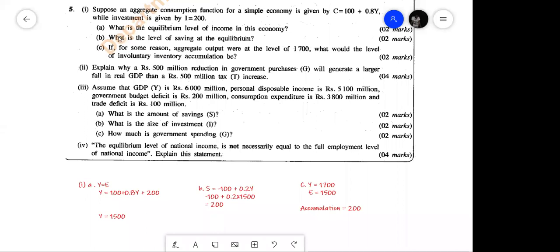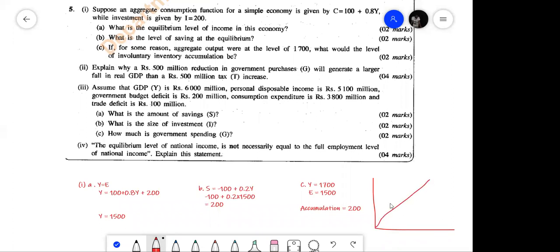To explain part C in very simple terms again, guys, they're asking you, if the output was at 1007, what would be the inventory accumulation? So remember that diagram I would have taught you all on inventory accumulation. This is the Y equals E line. This is the expenditure, right? So you are at somewhere this level. Your expenditure is 1005, but your output is 1007. So they're asking you how much is that gap, right?